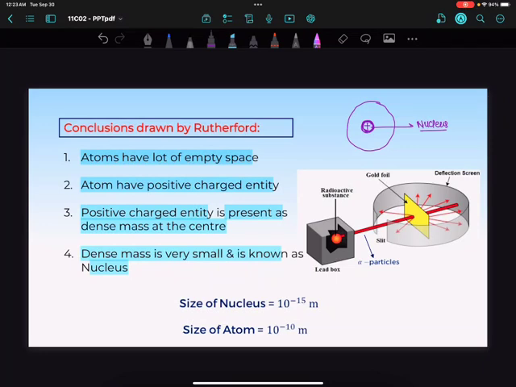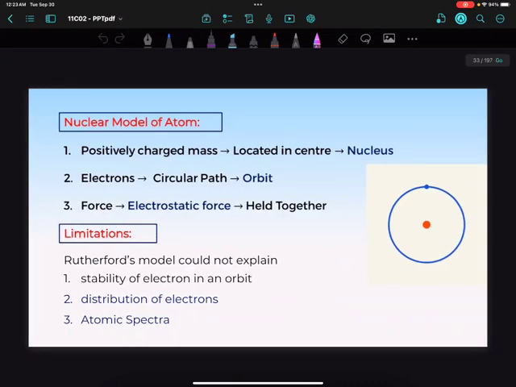So he also estimated the size of the nucleus and the size of the atom. The size of the nucleus is 10 raised to the power minus 15, and that of the atom is 10 raised to the power minus 10. So the nuclear model of the atom has a positively charged mass located at the center, which is the nucleus. The electrons are in circular paths, which are known as orbits, and the force that keeps them revolving around the nucleus is the electrostatic force, by which they are held together.